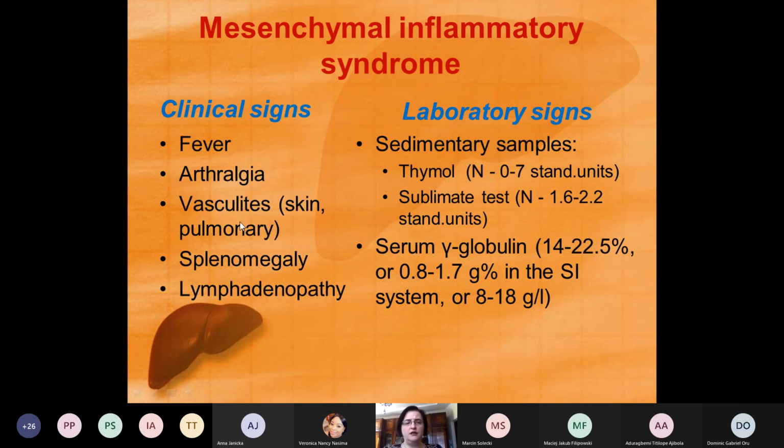Vasculitis can be, skin or pulmonary vasculitis, and that's why it will present with such rash on the skin sometimes. Splenomegaly, because, sure, the spleen shows us the inflammation. And lymphadenopathy, the same, because the spleen and lymphatic nodes react to the inflammation. What will be in the biochemical blood analysis? Sedimentary samples like thymol probe and sublimate test will be increased, and serum globulins as a rule will also be increased in comparison with albumins.